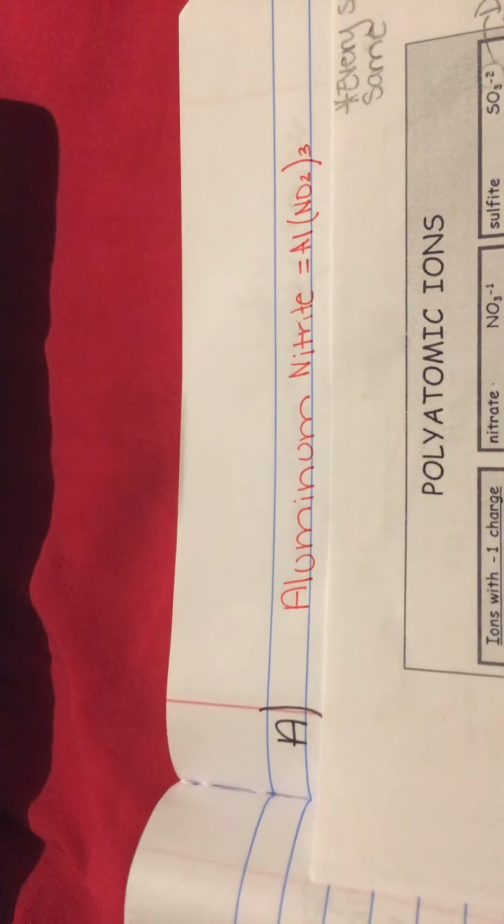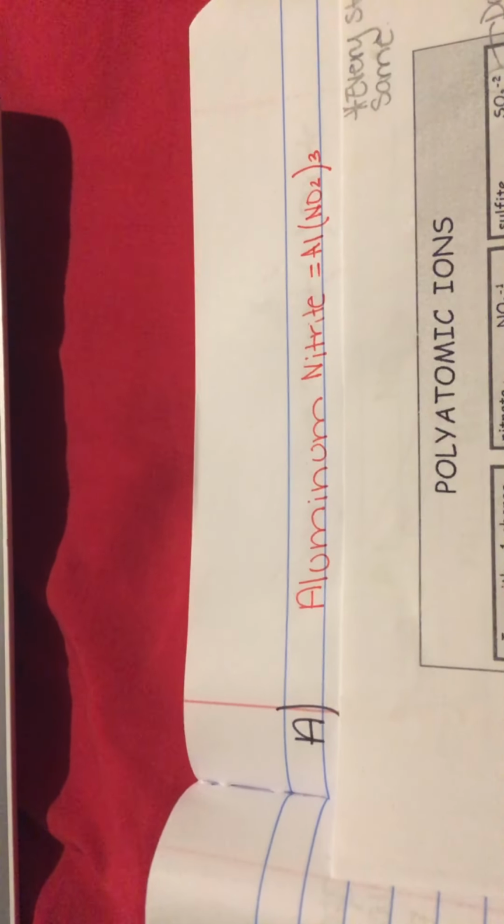Hi, my name is Sandra Tovar, and today I will be explaining my three parts to my nomenclature test. So for part A, it's asking show that the compound's name matches its chemical formula. So they gave us aluminum nitride equals Al(NO2)3.